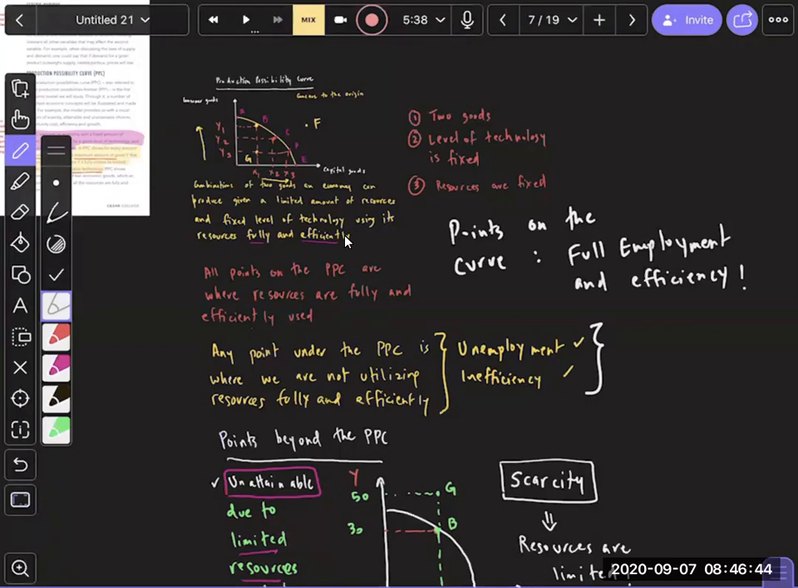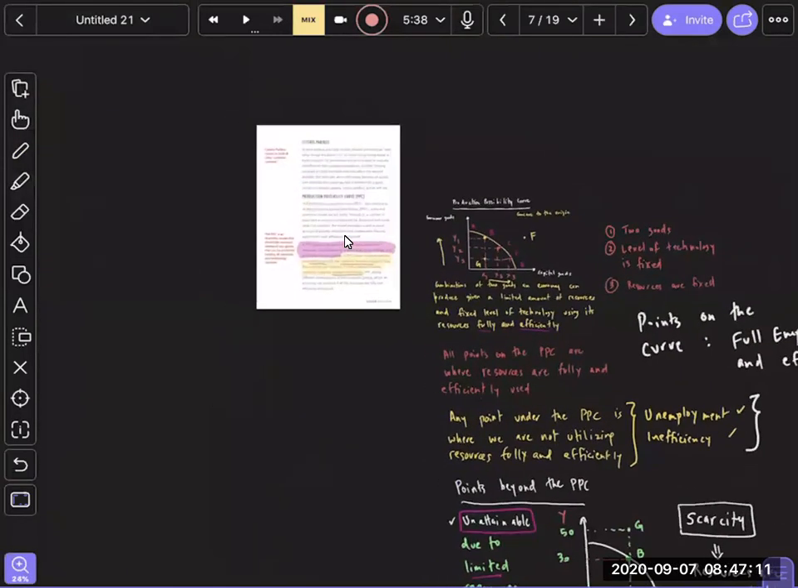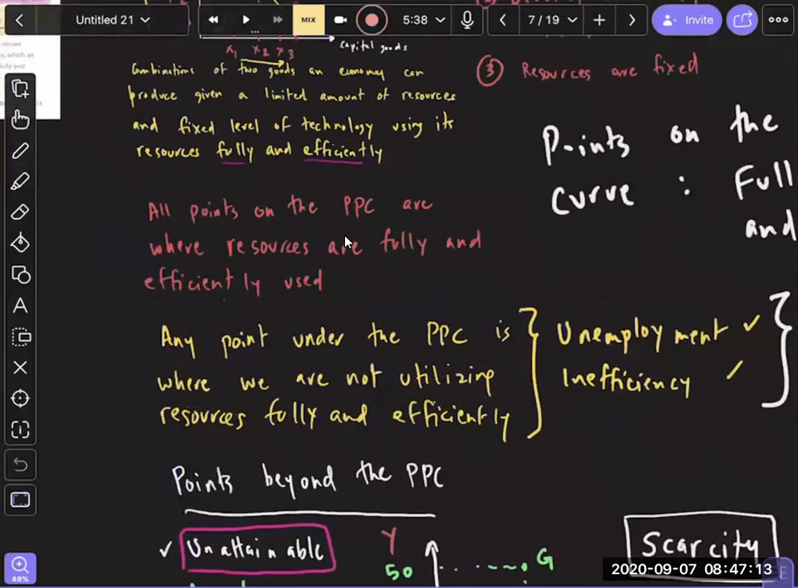As Zohan is saying, what isn't an efficient allocation of resources is basically any point under the curve. Any points on the curve show full efficiency of resources or full employment. Make sense, guys? Are we good? Any questions? Are we good to move on?